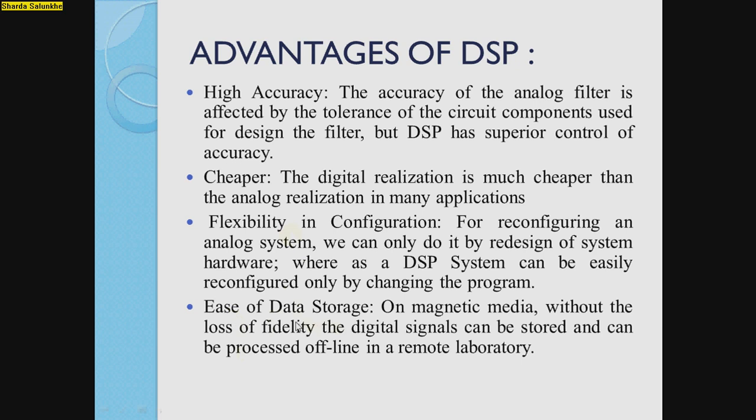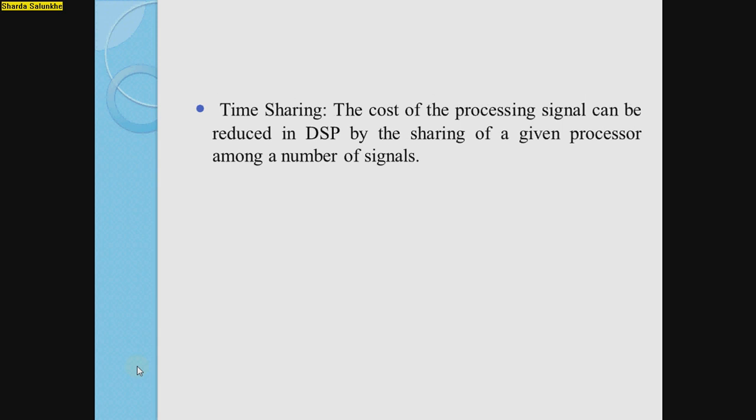Next one, data storage. On magnetic media, without loss of fidelity, digital signals can be stored and can be processed offline in a remote laboratory. So digital data can be saved easily, and by using compression techniques, a lot of data can be saved or stored, so it saves memory.